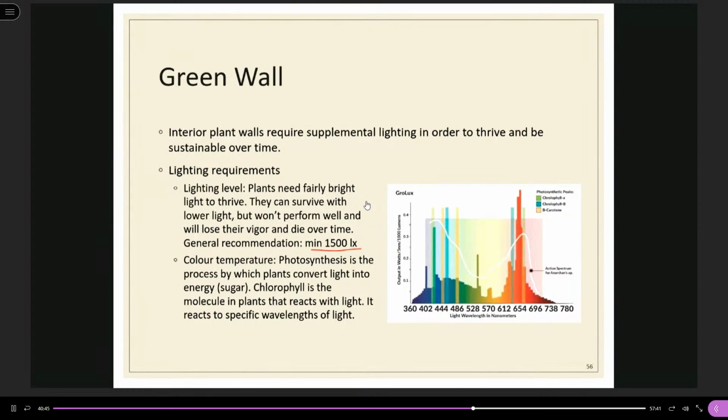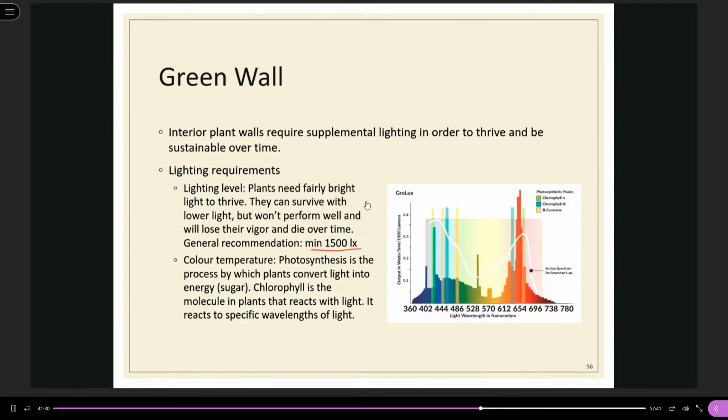Color temperature, that is the color appearance of the light or the spectrum of the light. Photosynthesis is the process by which plants convert light into energy or sugar. Chlorophyll is the molecule in plants that reacts with light, and the chlorophyll reacts to specific wavelengths of light. Chlorophyll or plant is green in color, so it means that the plant will reflect green light and absorb red and blue light. So in the spectrum, plant or chlorophyll will need the red and blue light.